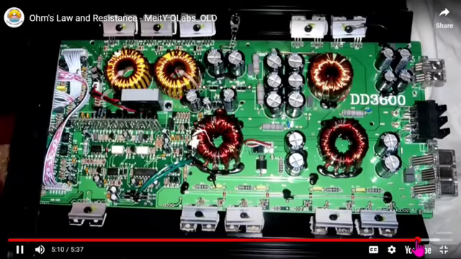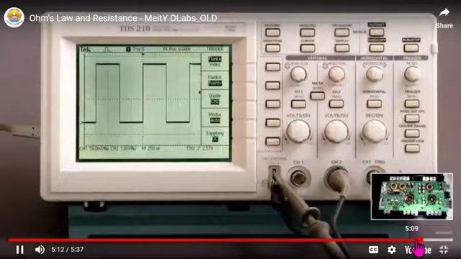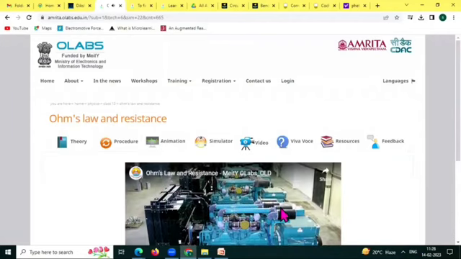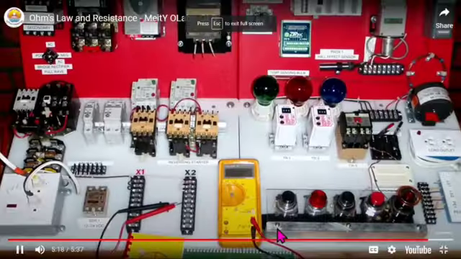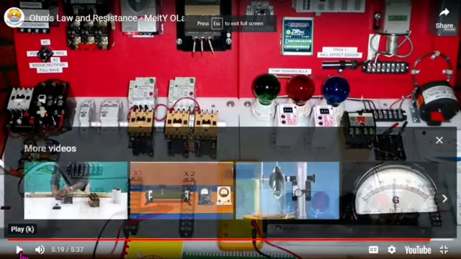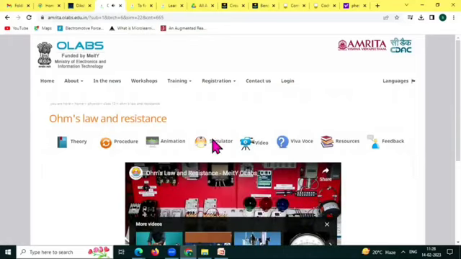It's used in amplifiers, oscillators, power generators, etc. So what are the applications of this concept? Because our learners also want to know, why should we study this? What are the applications?